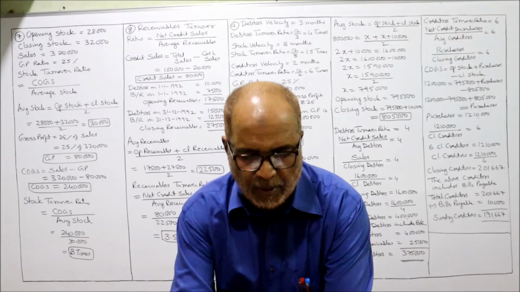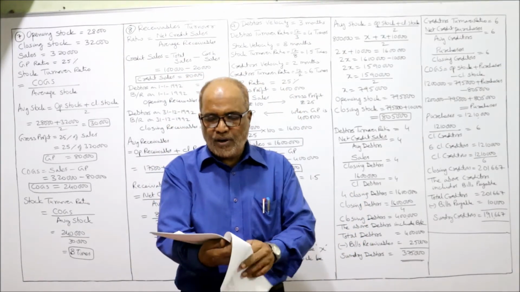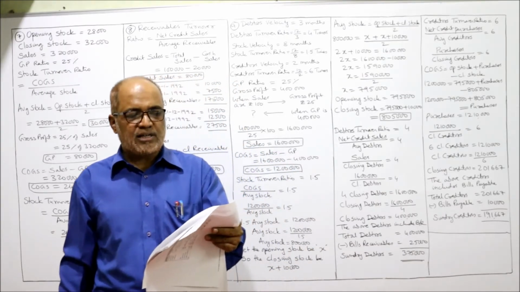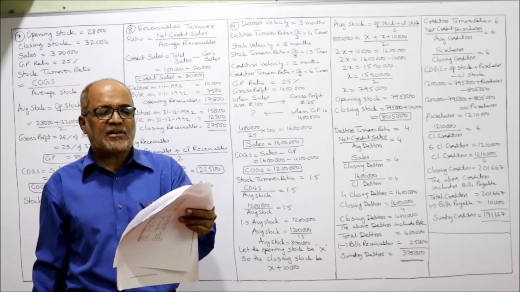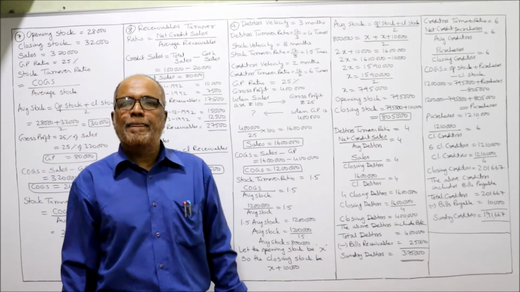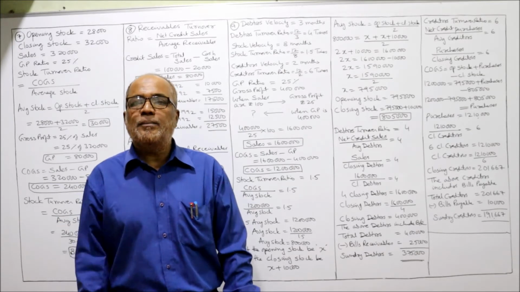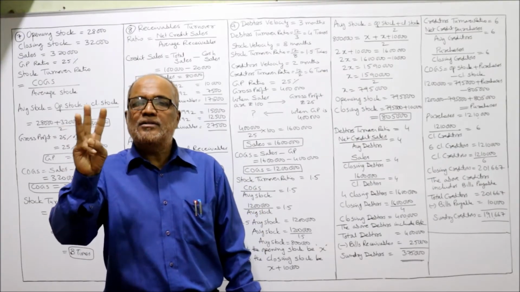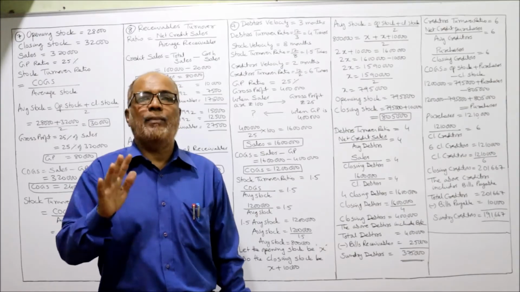Next, 9th problem. See the 9th problem carefully. It's a long problem. Following are the ratios relating to the activities of National Traders Limited. Debtors velocity 3 months, stock velocity 8 months, creditors velocity 2 months. Here debtors velocity is given in months. That means 3 months is the time period given to the debtors for making the payment.